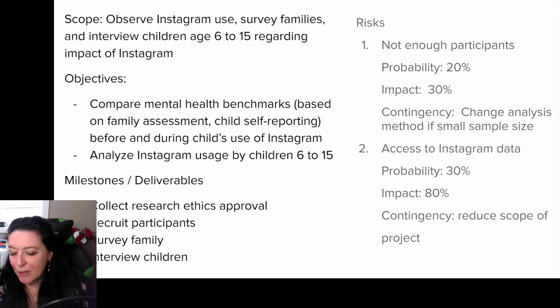So what are some deliverables? Well, this includes children in this research. It's mental health. There are a lot of research ethics considerations here. And so the first step in our process is to collect some research ethics approval. Then we need to recruit participants. We need to survey families. We need to interview children. And of course, those processes will repeat over time. So they are going to appear multiple times in our milestones so that we'll have dates attached to each of those deliverables. Then we have risks.